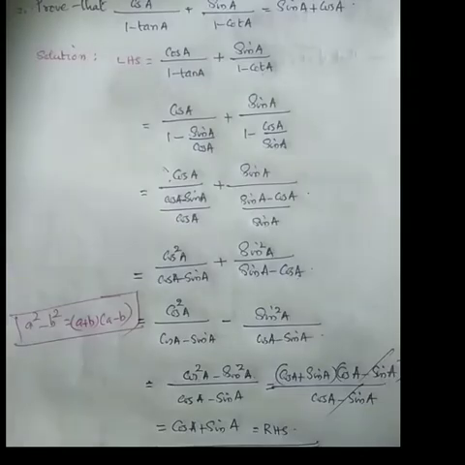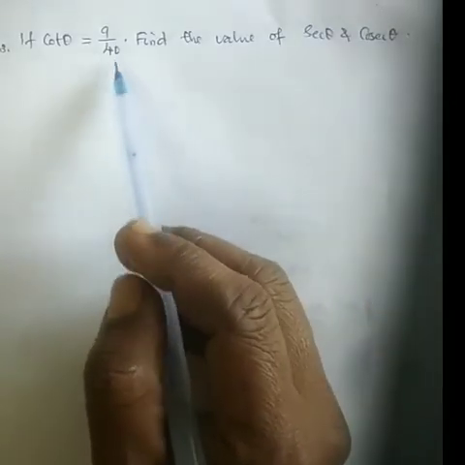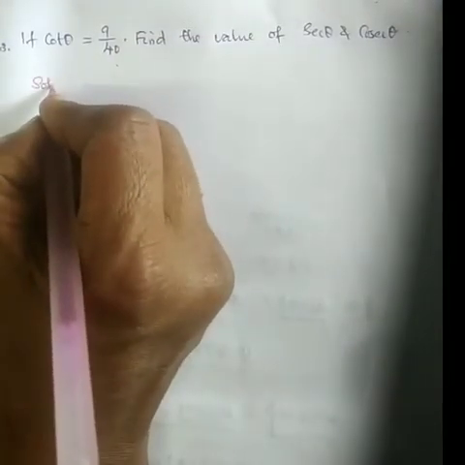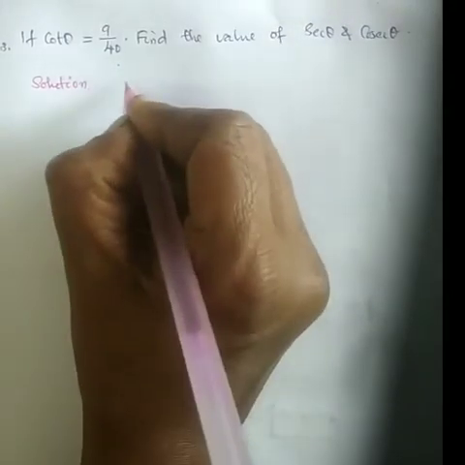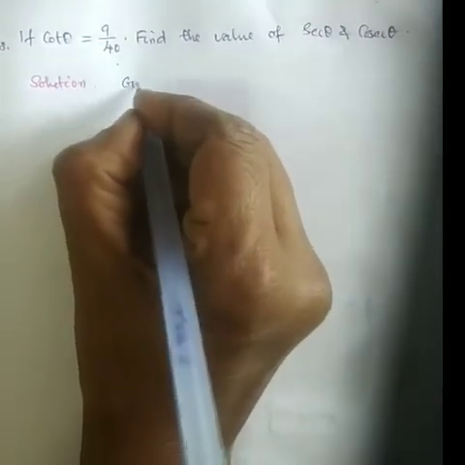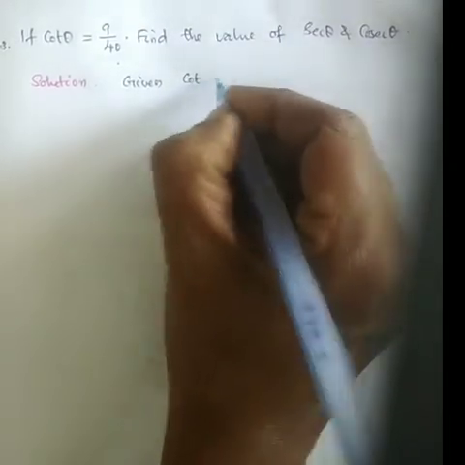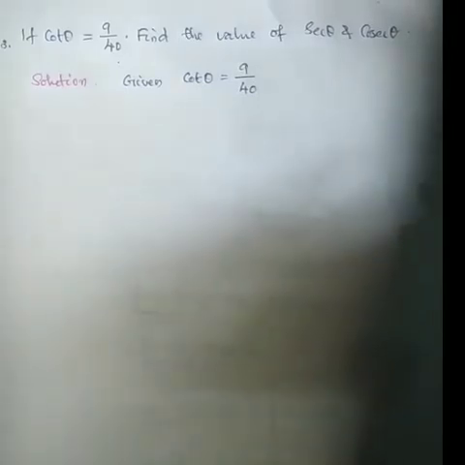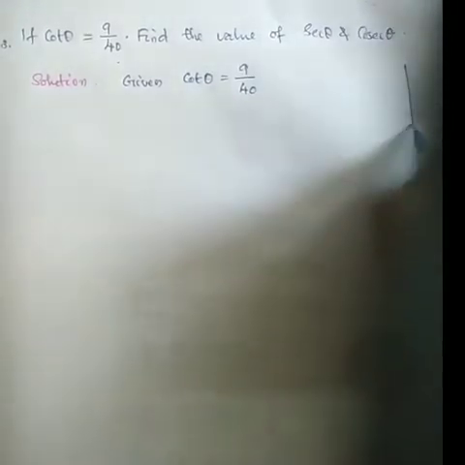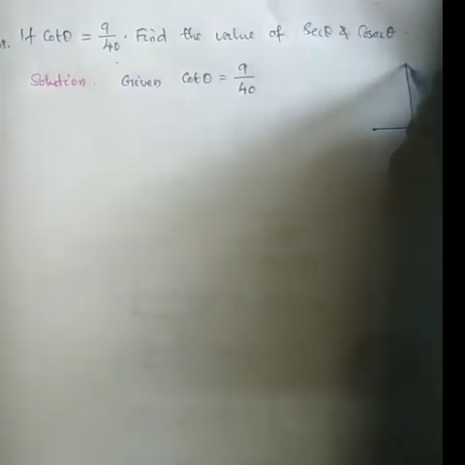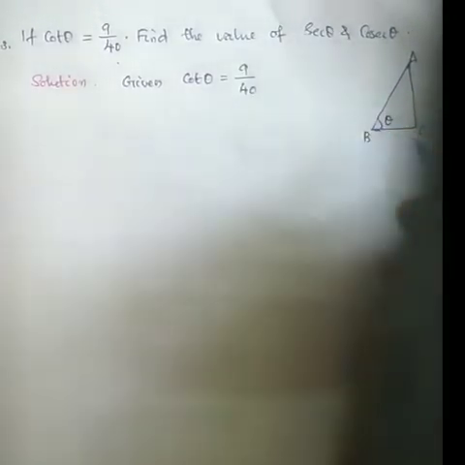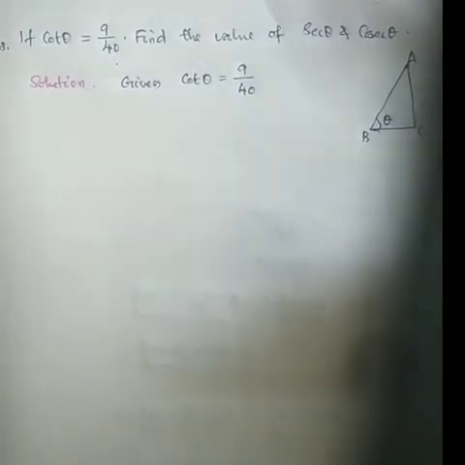Another example. If cot theta equals 9 by 40, find the value of sec theta and cosec theta. See the solution of this problem. Given cot theta equals 9 by 40. We can solve this using a right angle triangle. See, it's a right angle triangle ABC. Take this as theta. Then we know that cot theta is what?